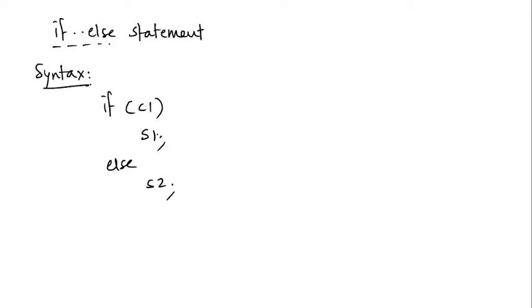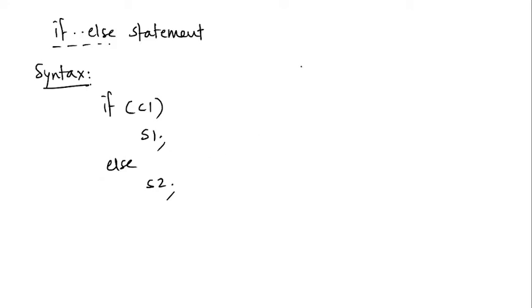Okay. Now what exactly does it do? It will evaluate the condition. The condition will either be true or false. If the condition is true, then it will execute the statement which is immediately after if. Then S1 will be executed, and that time the else part will be skipped. Whereas if the condition is false, then the statement after if will be skipped and the else part will be executed. So it's like either-or.